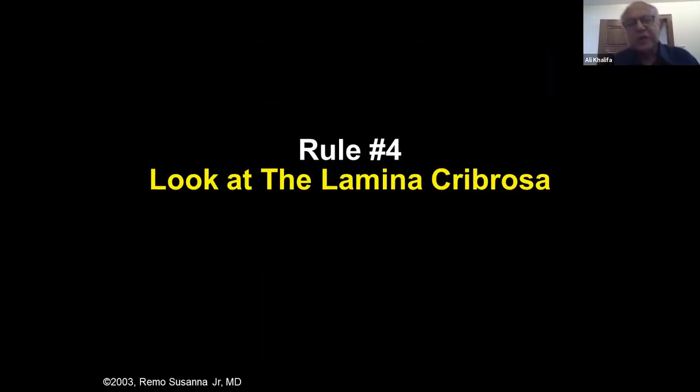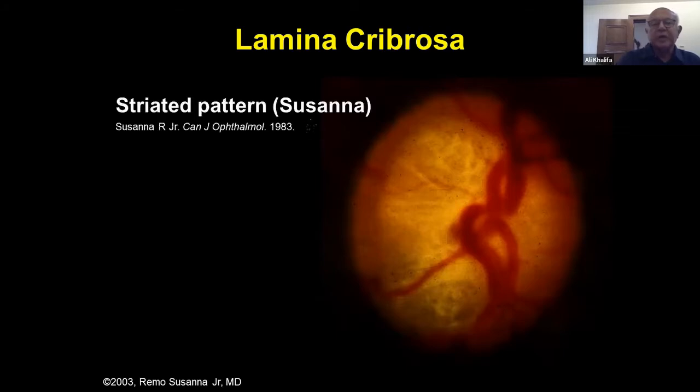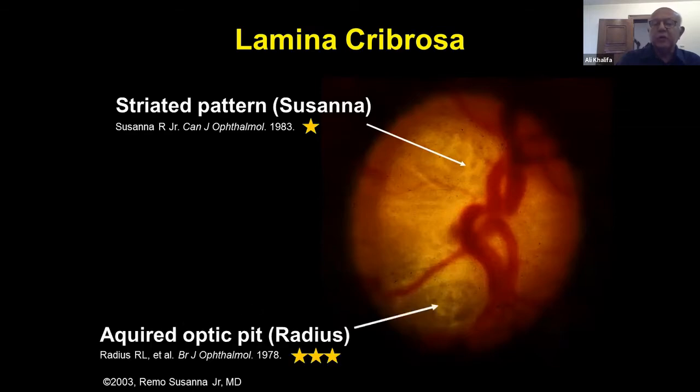Rule 4 is we look at the lamina cribrosa. Normally, the holes in the lamina cribrosa are round, and when they become more lengthened, they become striated. This is Susanna sign, and it is a sign of glaucoma. Also, if we find an acquired optic pit, which is called Radius sign, it is also a highly significant sign of glaucoma.